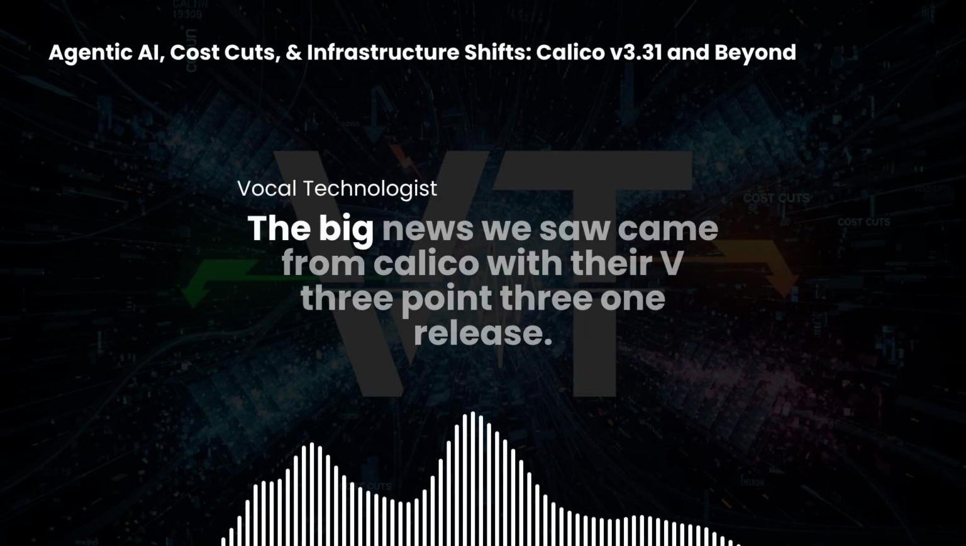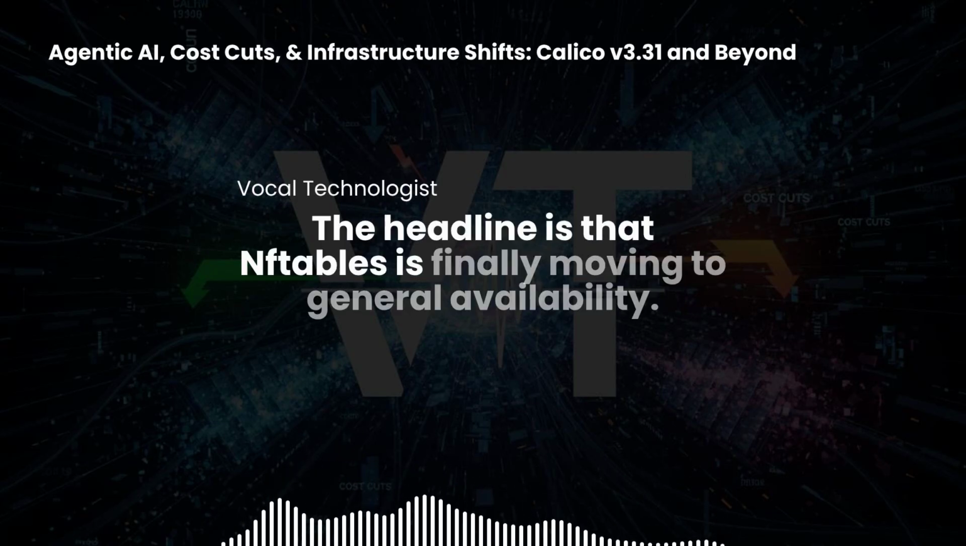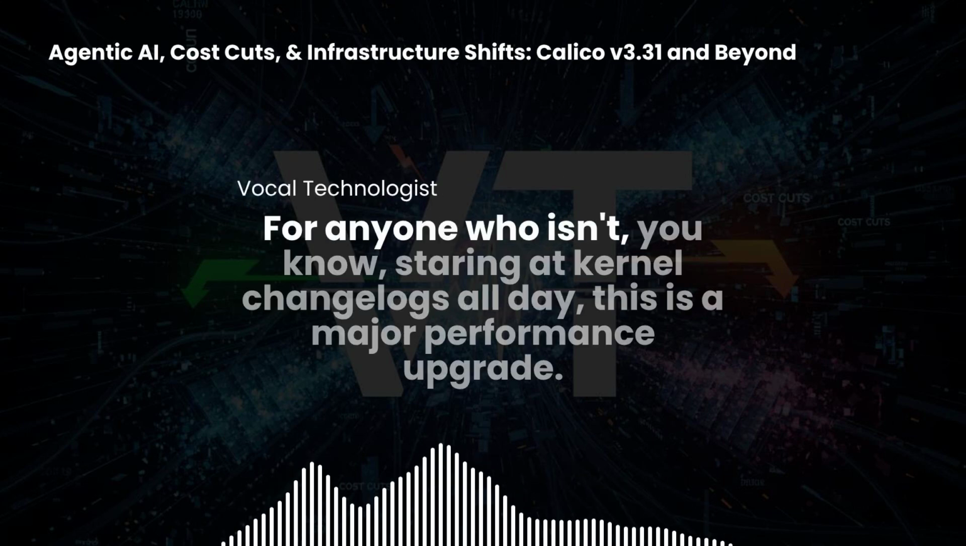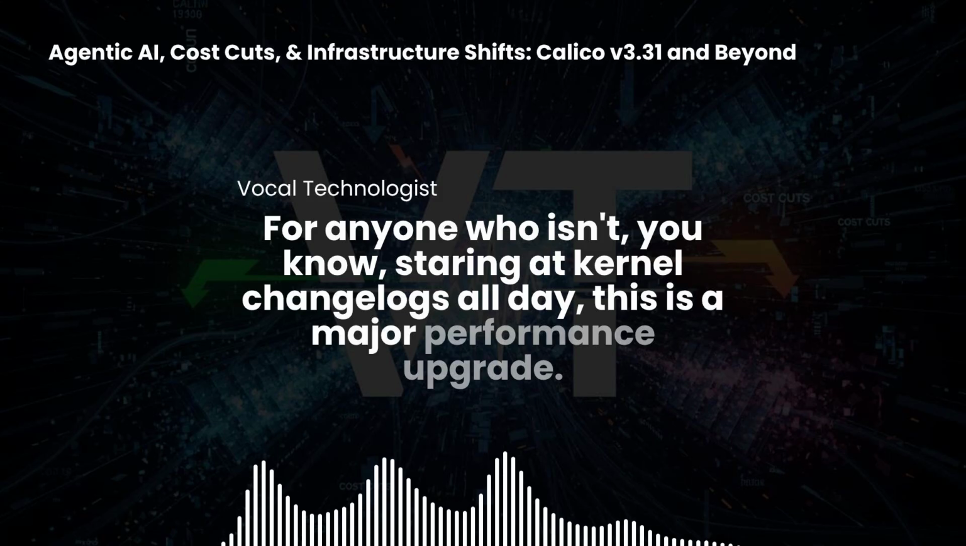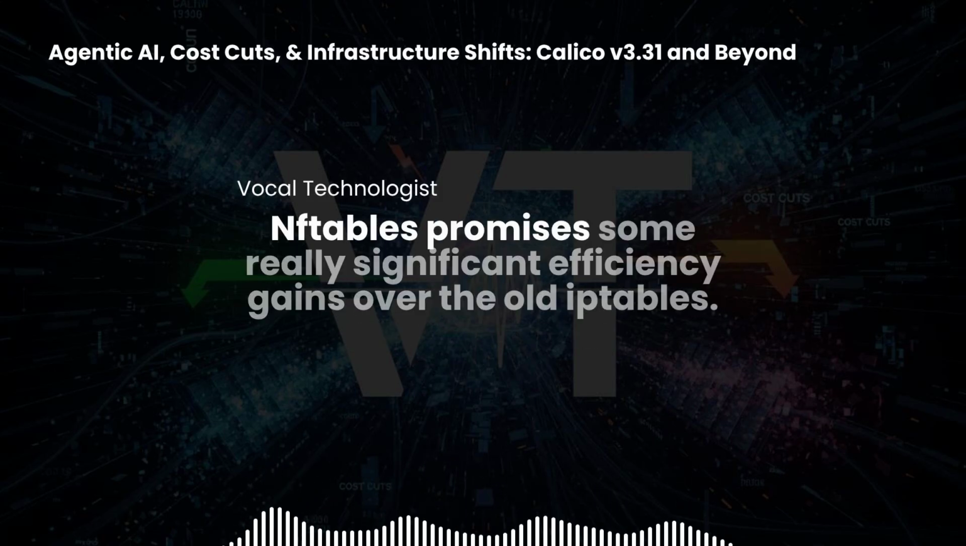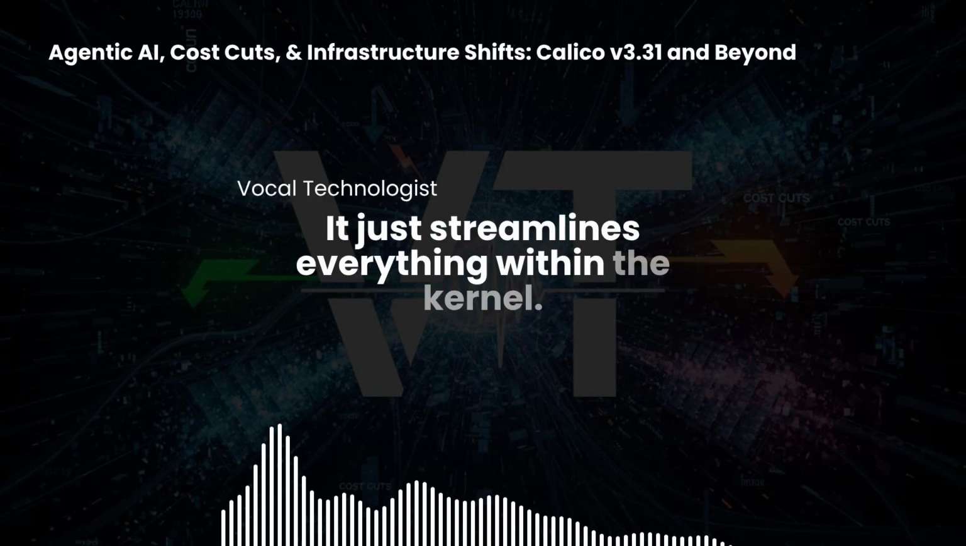Absolutely not. The big news we saw came from Calico with their v3.31 release. The headline is that NF Tables is finally moving to general availability. Oh, yeah. For anyone who isn't staring at kernel changelogs all day, this is a major performance upgrade. NF Tables promises some really significant efficiency gains over the old IP tables. It just streamlines everything within the kernel.